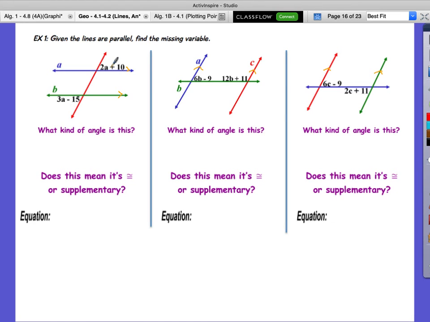Alternate x here. They alternate sides of our transversal. One's on the right side of this transversal, one's on the left. So they alternate. I'll just put alt there as an abbreviation. And they are exterior, those two lines. So they're alternate exterior angles.